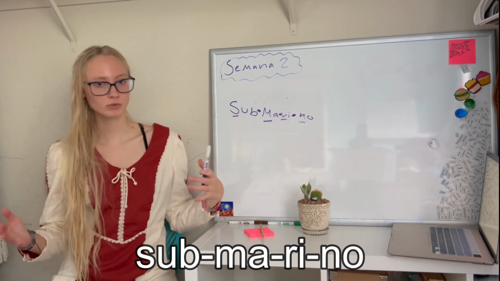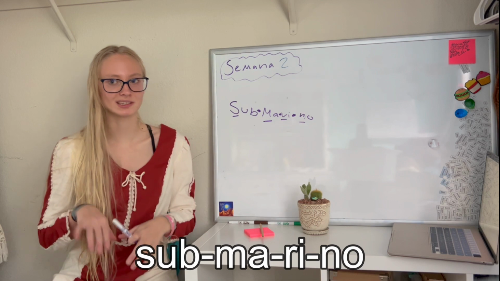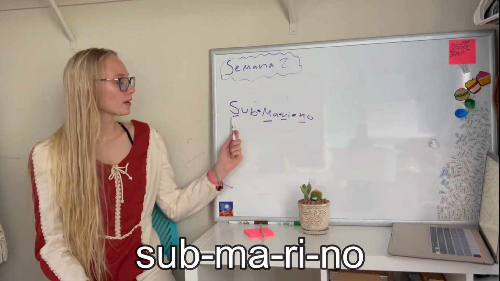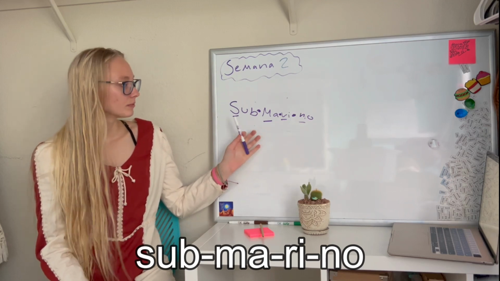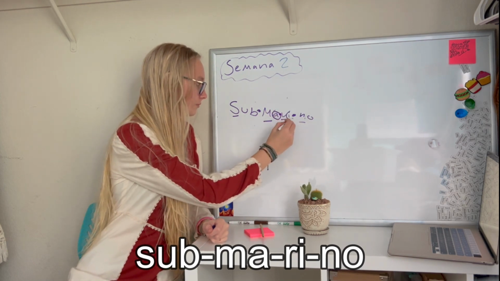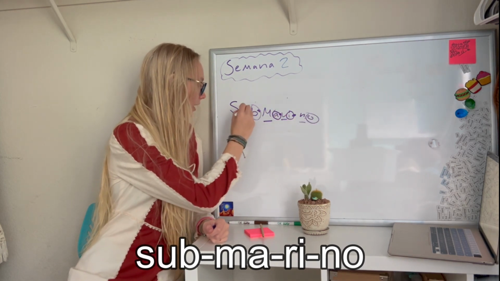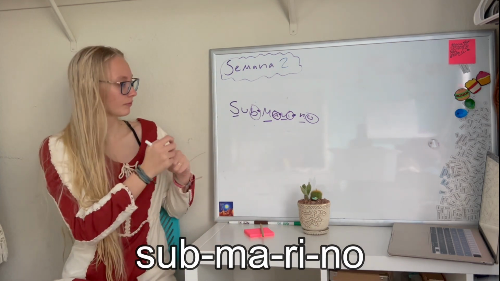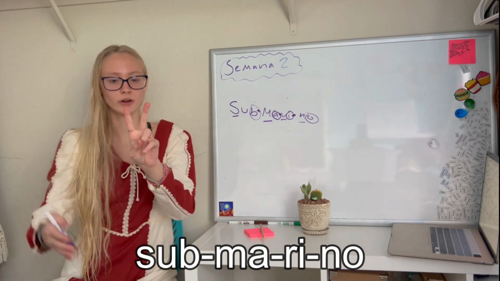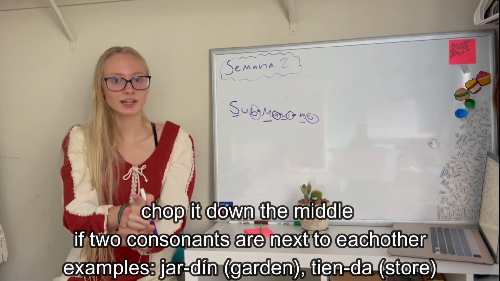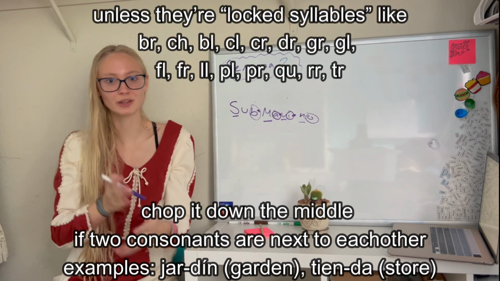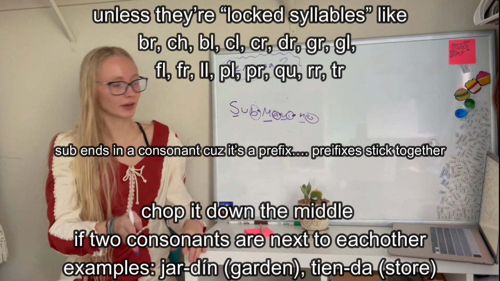Submarino. That's something that's almost every time going to be like that. It usually ends, sometimes, not always, but usually, in a vowel, each syllable. Notice how B is not a vowel. That's because it's in between. If two consonants are together, you're usually going to chop it in half. You'll get used to it. You'll figure it out.